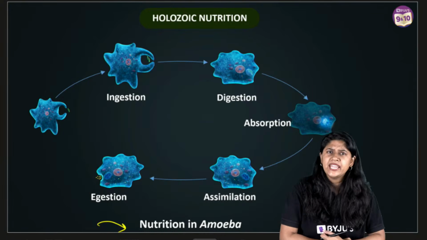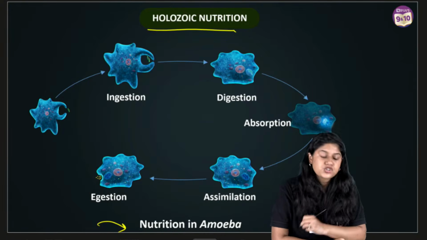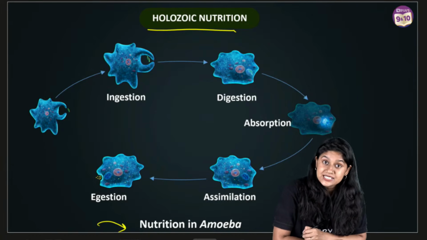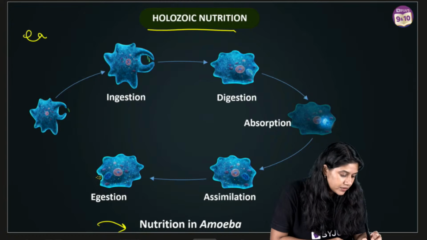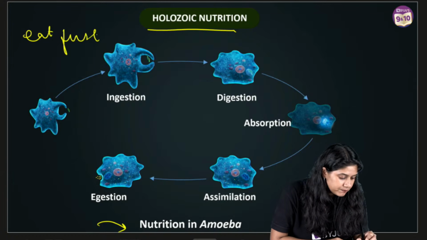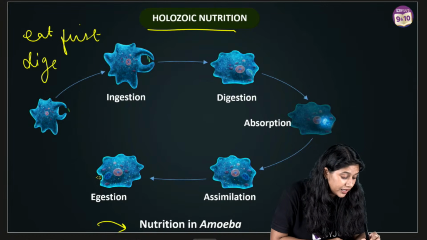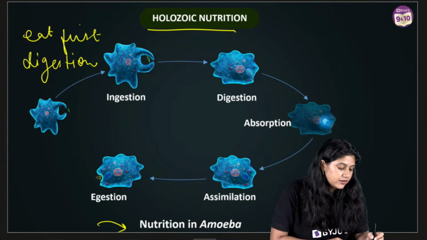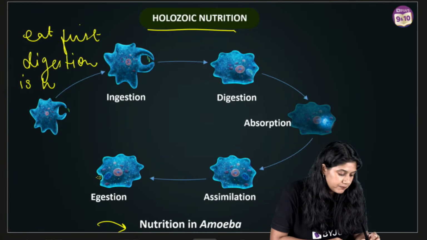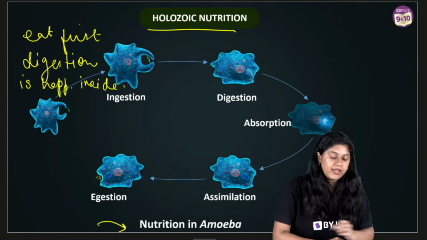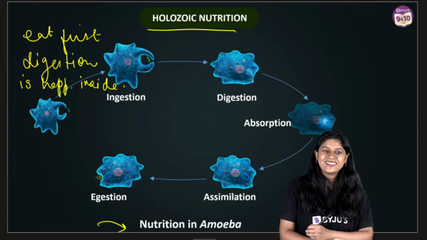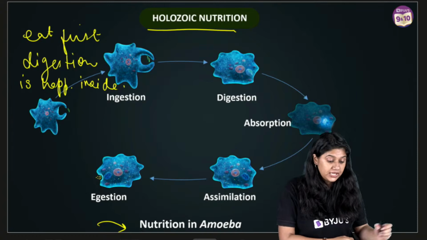In the Holozoic mode of nutrition, we have organisms that eat the food. They eat first, and digestion happens inside the body. Everyone, are we clear? We have the example of the amoeba.